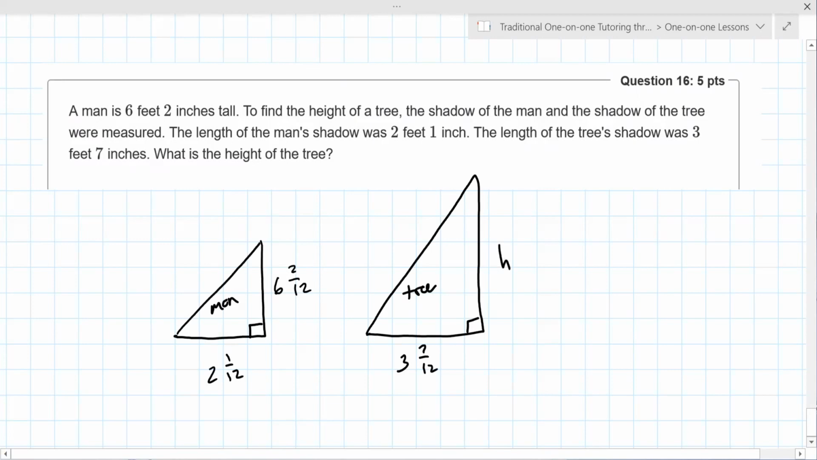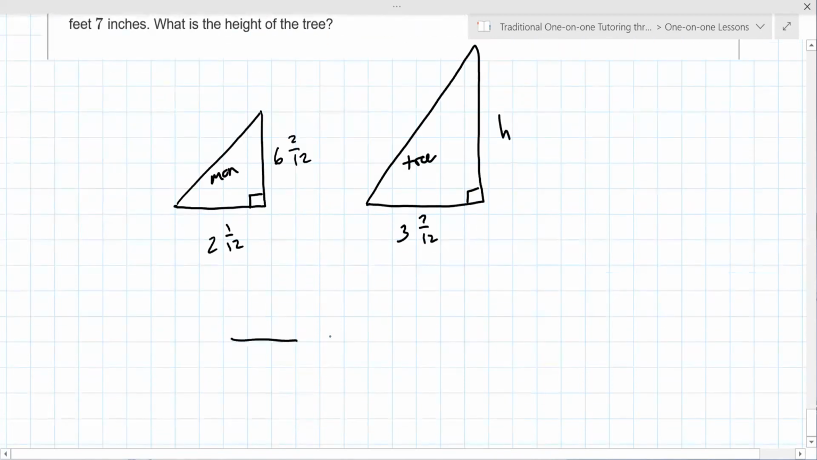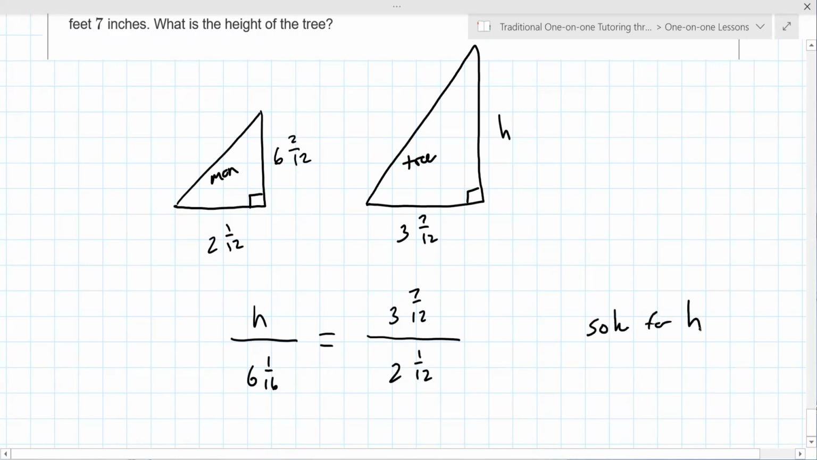Yes. Okay, so unfortunately there's a lot of fractions, but we'll put h in the top left. H goes with 6 and 2/12 or 6 and 1/6, and then 3 and 7/12 because the top is for the big one, and then 2 and 1/12. So go ahead and solve for h. You're going to have to make decimal approximations, but it shouldn't be too bad.